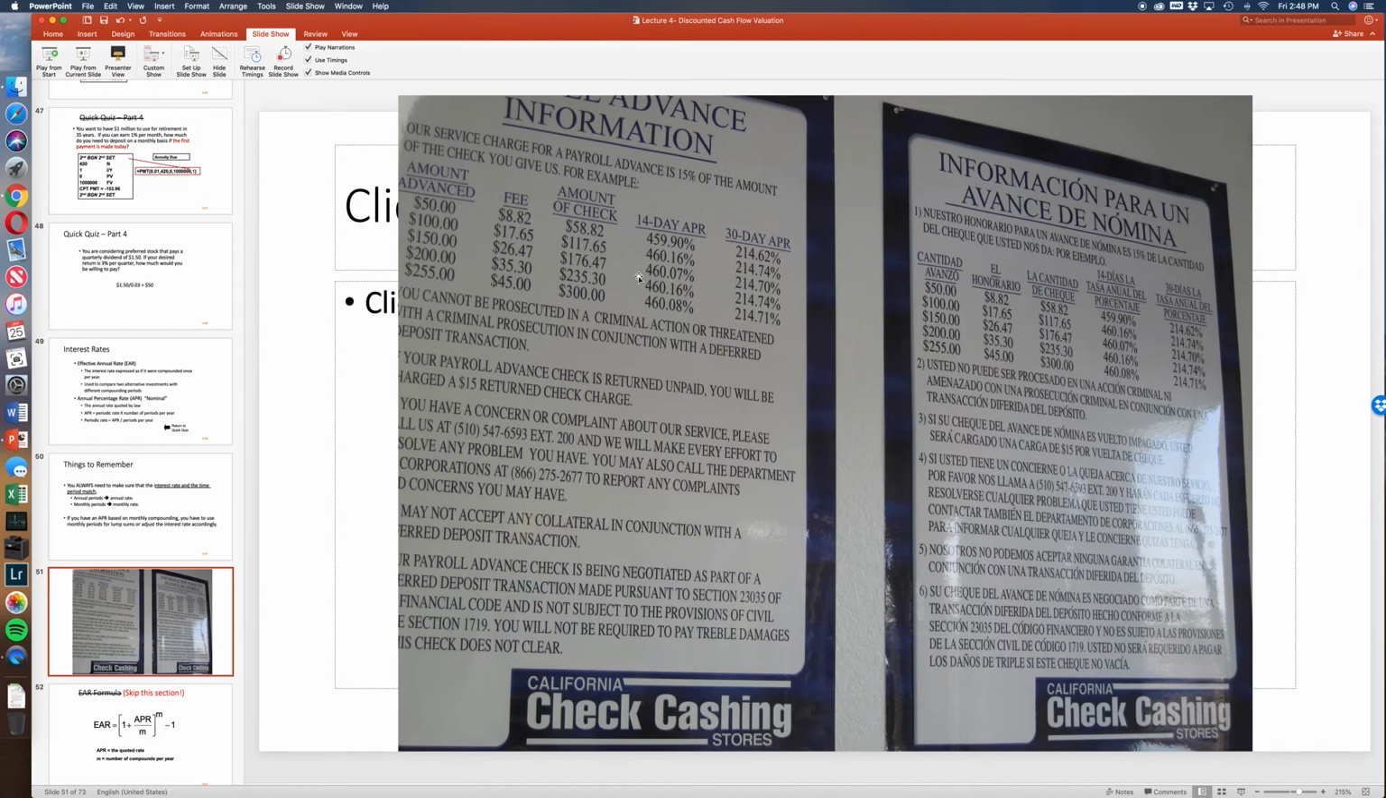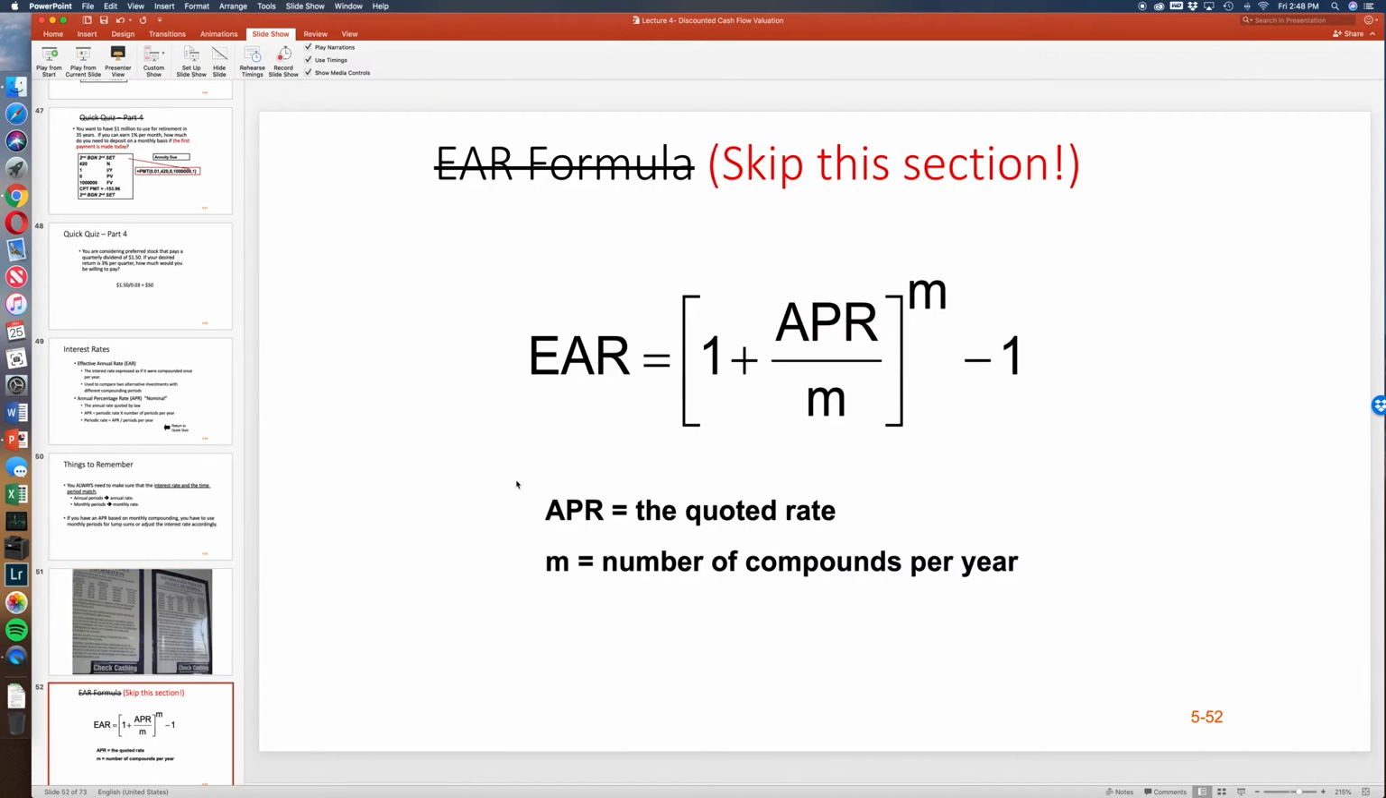cash advances. The mathematical formula for calculating the effective annual rate, I sometimes find, is pretty difficult for our students, looking at the monthly, looking at the daily. So I'm going to skip that part totally. Okay, APR.